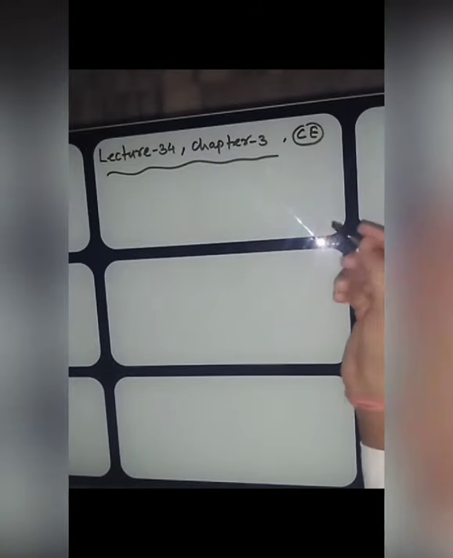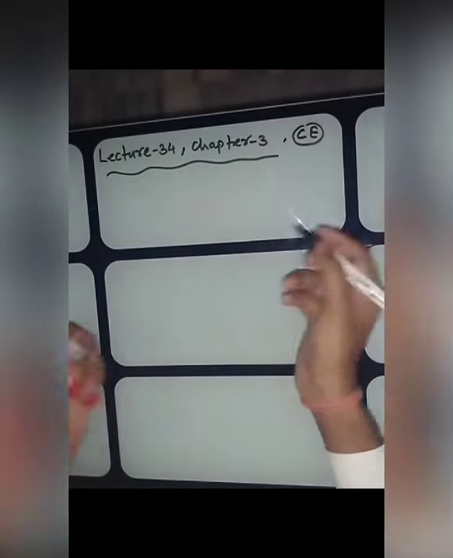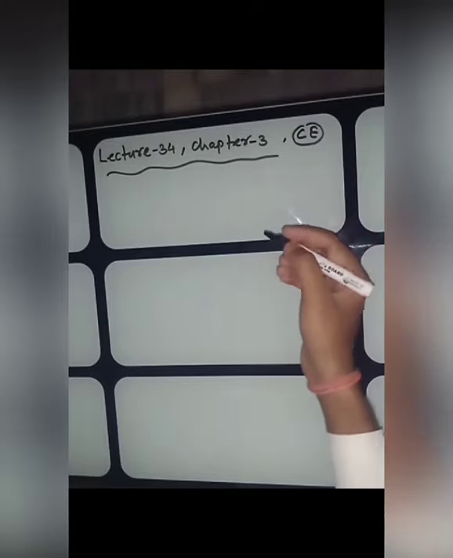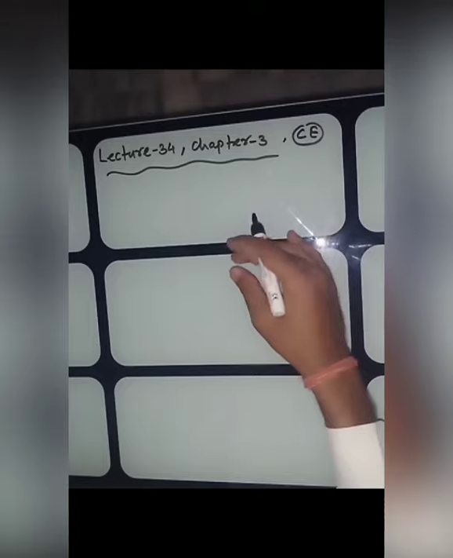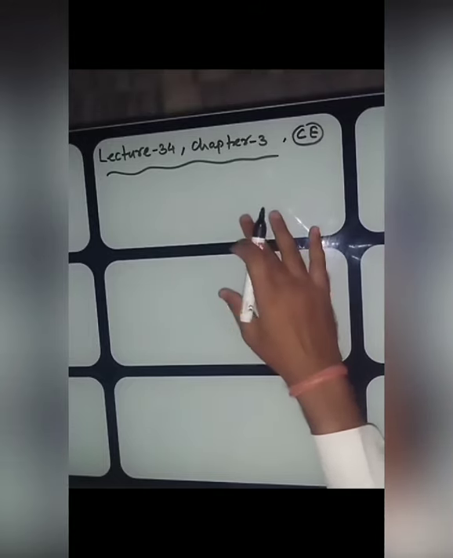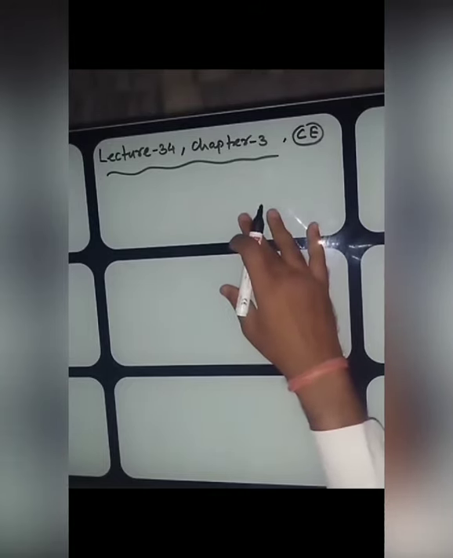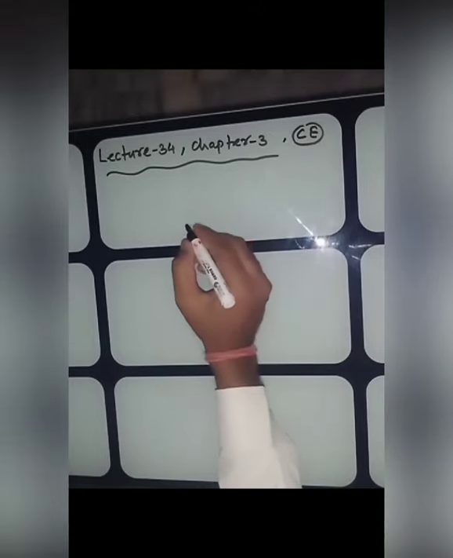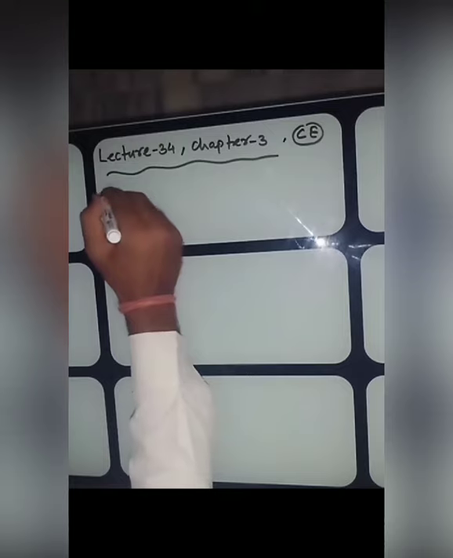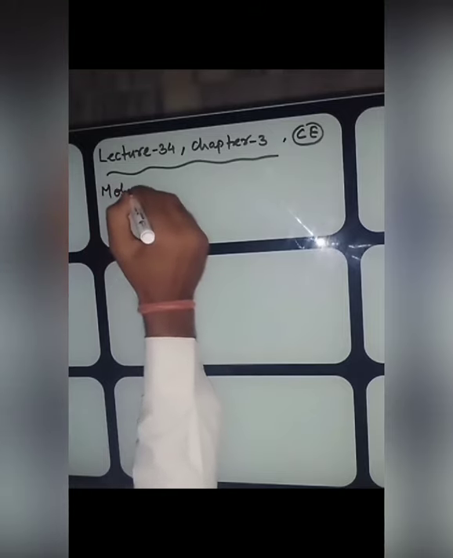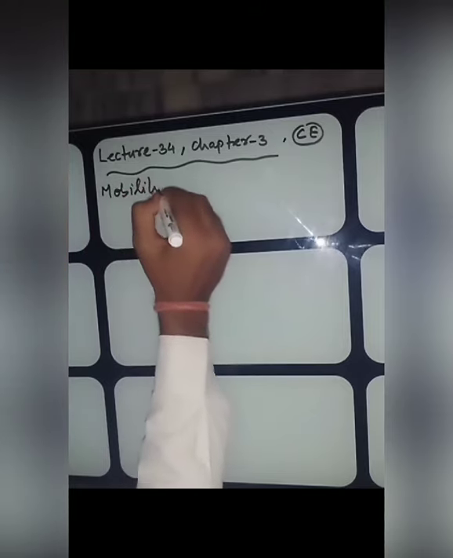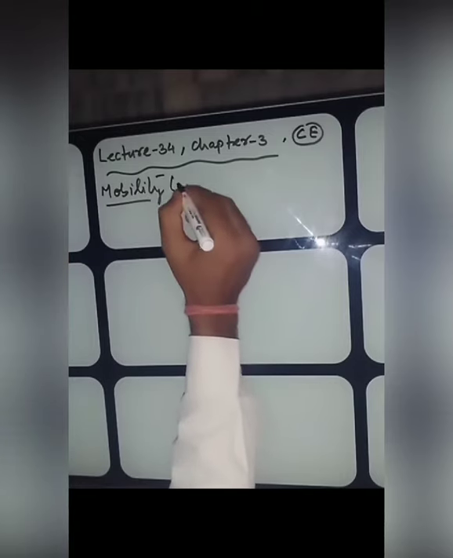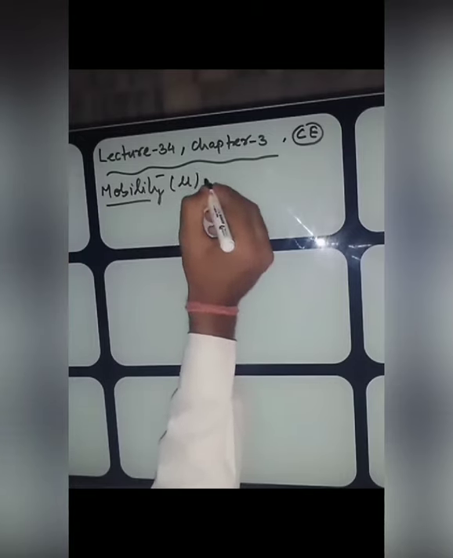My dear students, we have completed the atomic form of Ohm's law in the last lecture. Today we'll proceed with Ohm's law also. But before starting Ohm's law, we should discuss mobility. The first topic we are going to discuss here is mobility, and mobility is represented by the symbol mu.